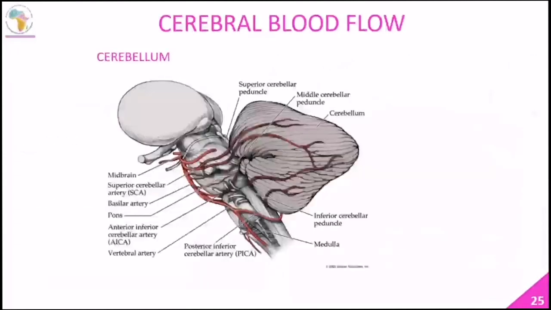Okay. So now let's look at the blood supply to the cerebellum. The main arteries of the cerebellum are the superior cerebellar. They are actually coming off the basilar artery and wrapping backwards to reach the cerebellum.